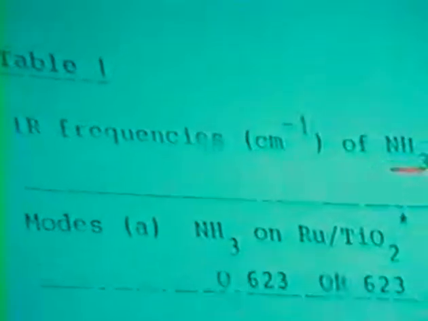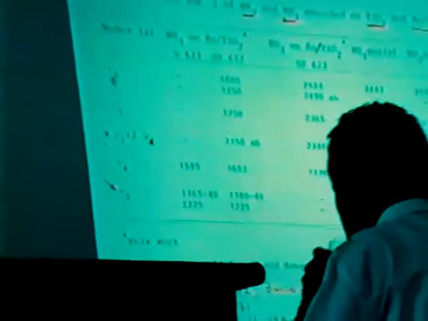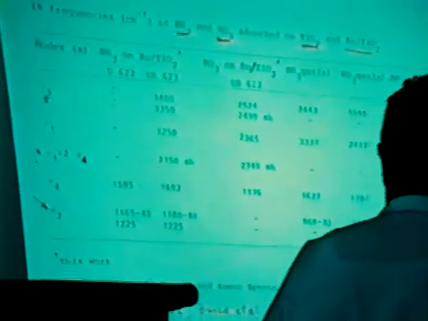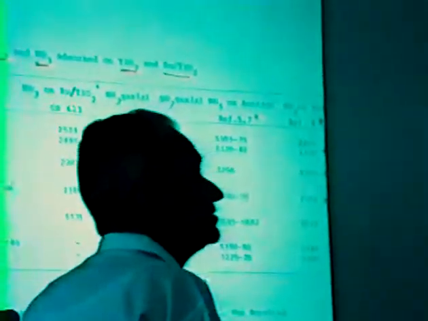In this table, we summarize the assignment of ammonia absorbed on the oxidized sample and reduced sample. The more interesting mode of ammonia is the asymmetric bending mode. And I have not found a clear evidence of NH species, which have probably been found by Bell and co-workers, on my sample.